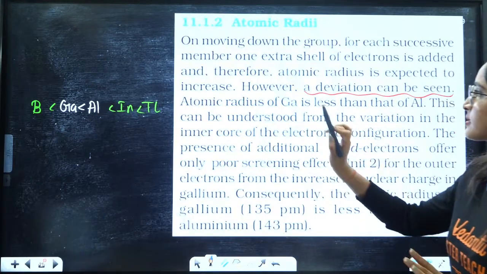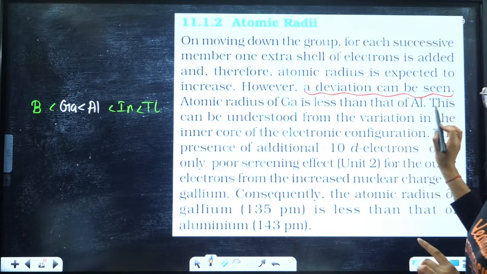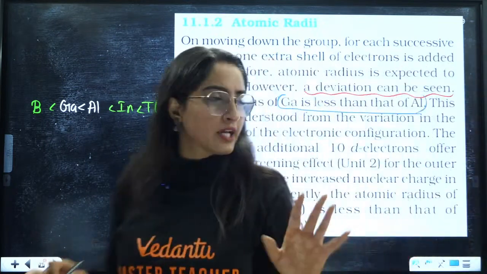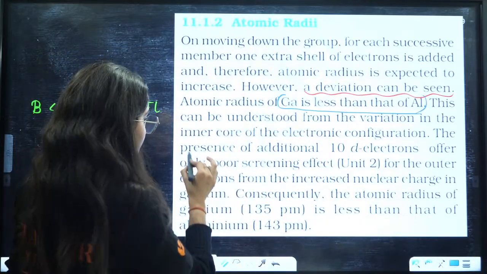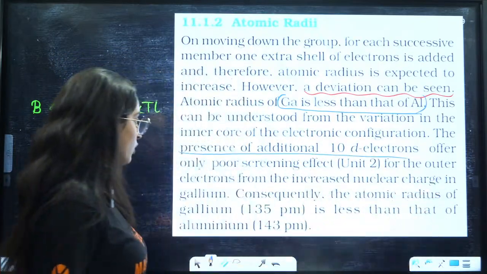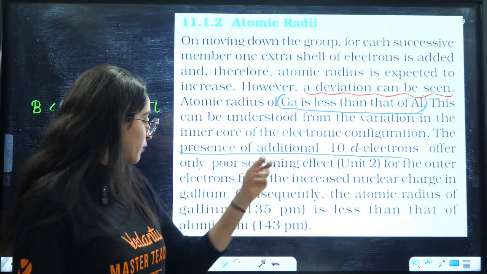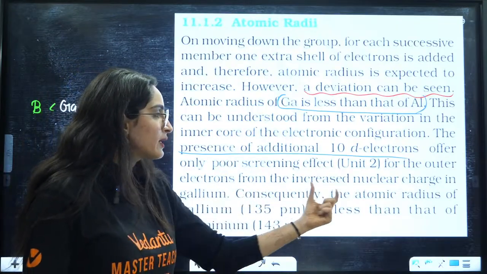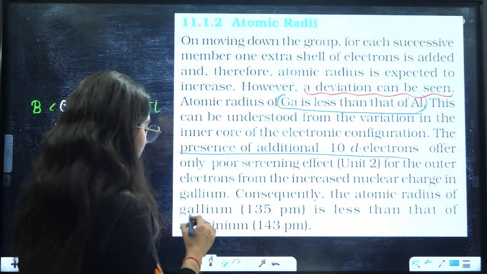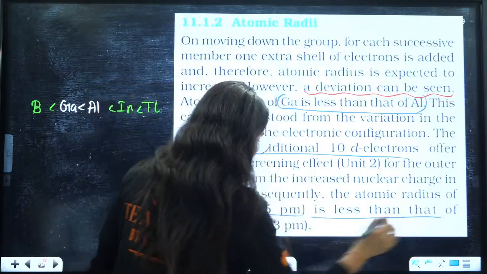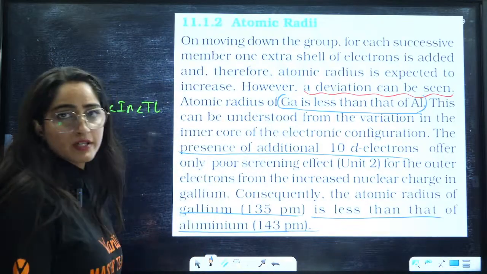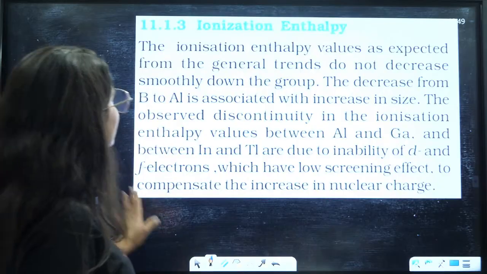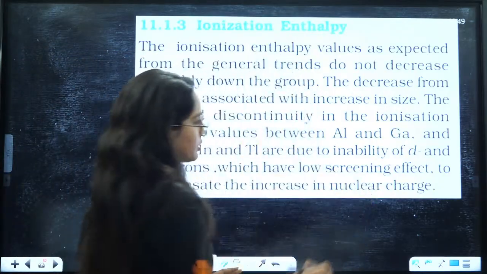Now let us talk about this. The atomic radius of gallium is less than that of aluminium. This we have talked about. This is due to the poor shielding effect of d electrons. As you can see, the presence of additional 10 electrons provides a poor screening effect from the increased nuclear charge in gallium. Consequently, the atomic radius of gallium is less than that of aluminium, which is 143 picometer.